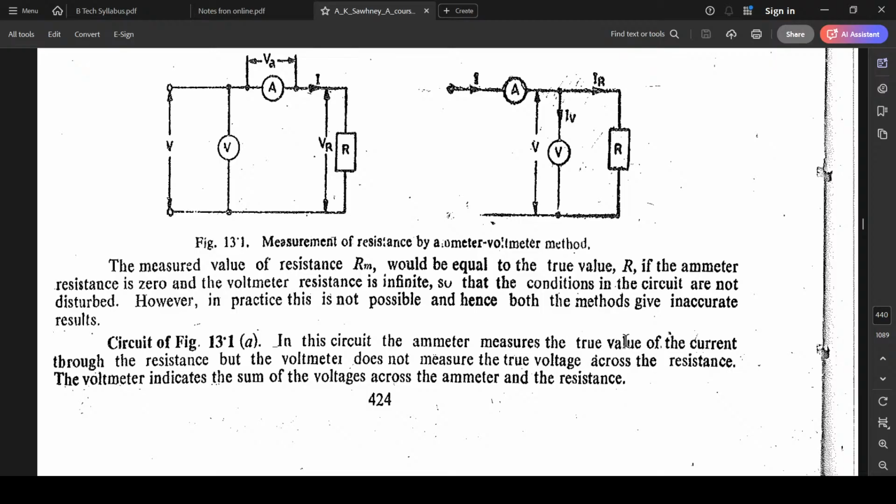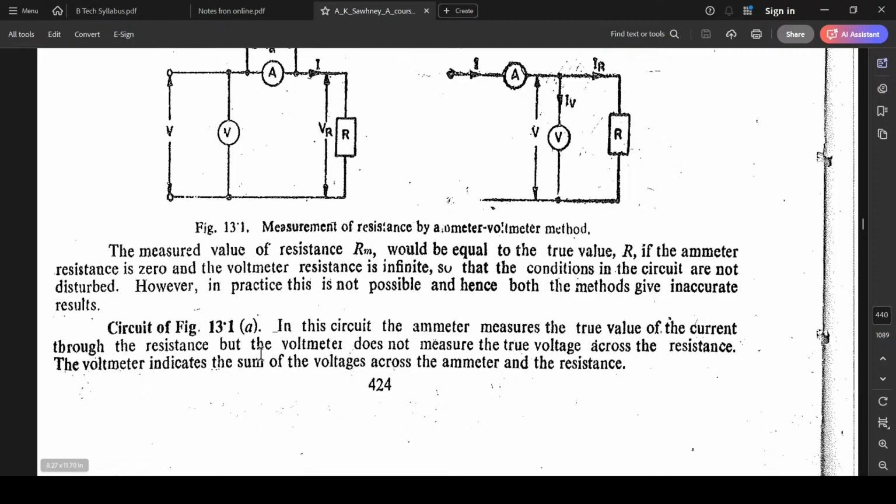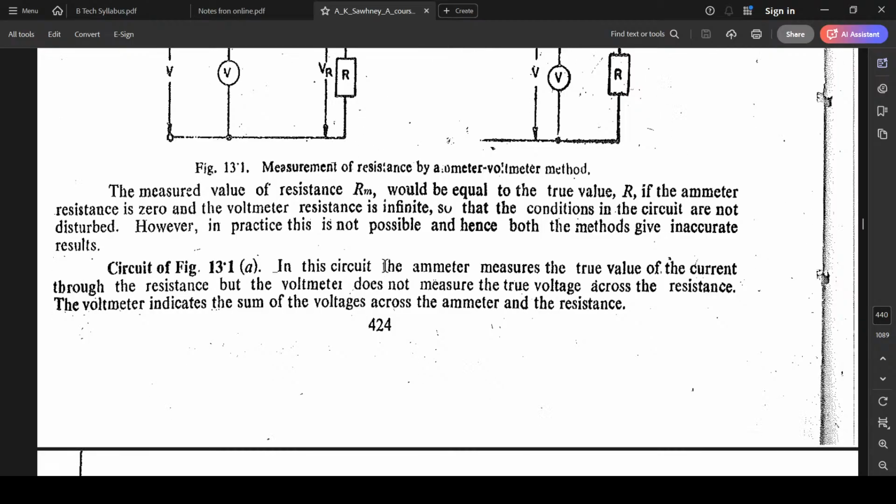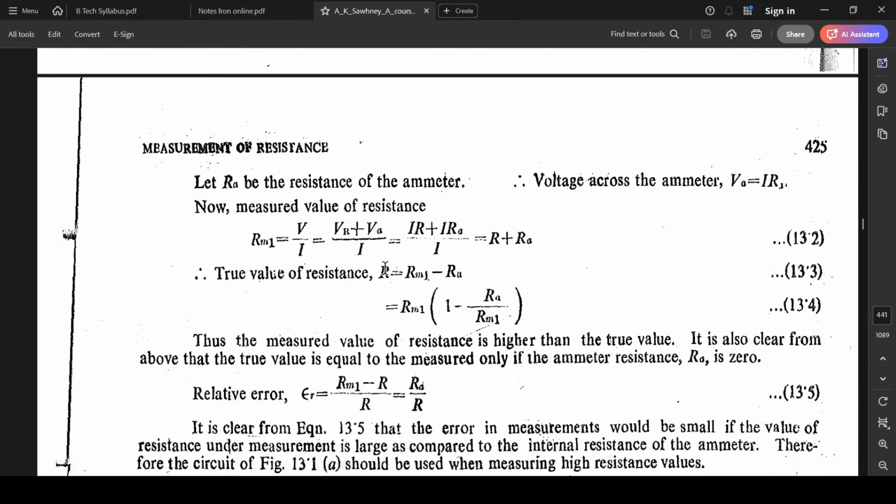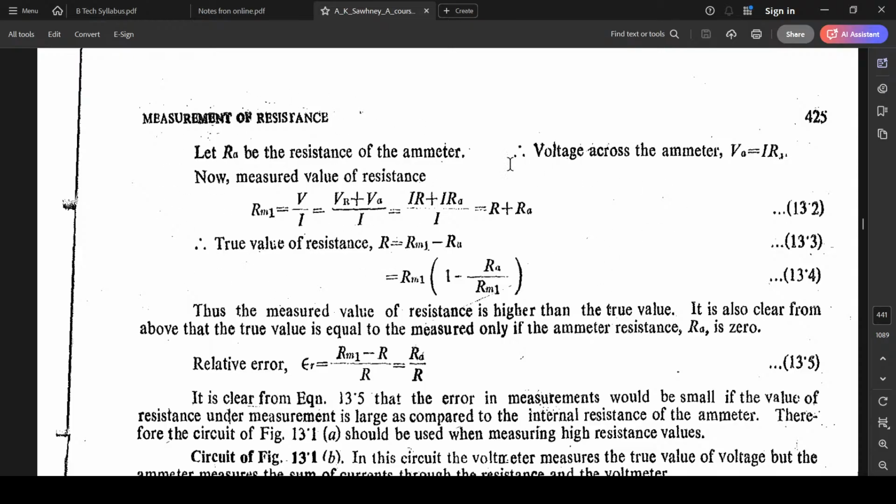In the circuit, the ammeter measures the true value of the current through the resistance, but the voltmeter cannot measure the true value of voltage because of this. The voltmeter indicates the sum of voltage across the ammeter and the resistance. Yes, that is what I was talking about. This difference is not equal to this difference because of this. This difference is equal to this difference. Okay, and we will measure this.